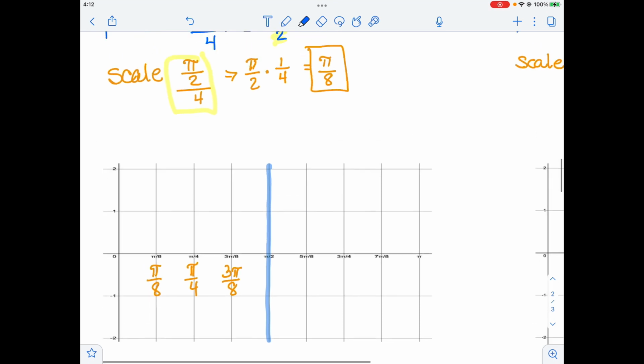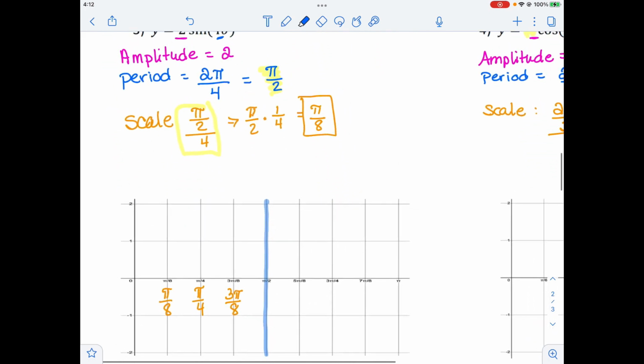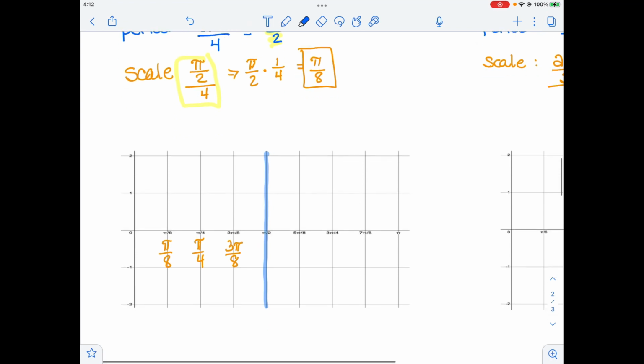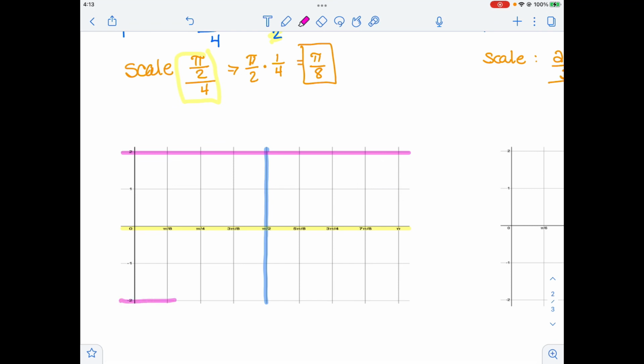Now with this one, we're sine, and when we do not have a shift, we know that our midline is at the x-axis. So we're going to go ahead and highlight that to help us. Our amplitude is 2, which means from our midline we have to go up 2, because amplitude added to our midline is where our max would be. And then also subtracted, that's where our minimum would be.